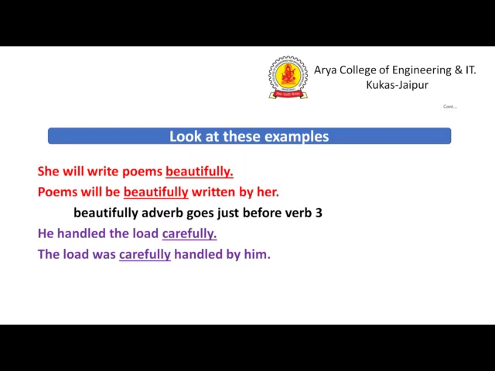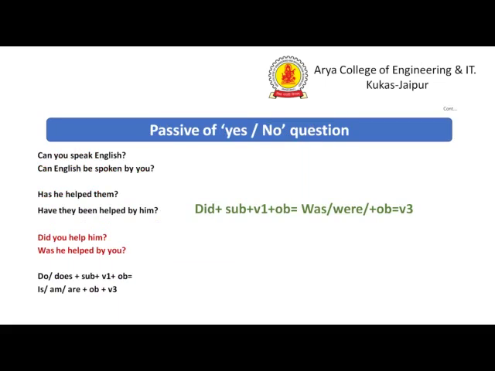These are some examples we have with us. "She will write poems beautifully." "The poems will be beautifully written by her." So this is the way we can see that. Now the passive voice of yes or no questions. "Can you speak English?" So "Can English be spoken by you?" This is the way we have to use it.